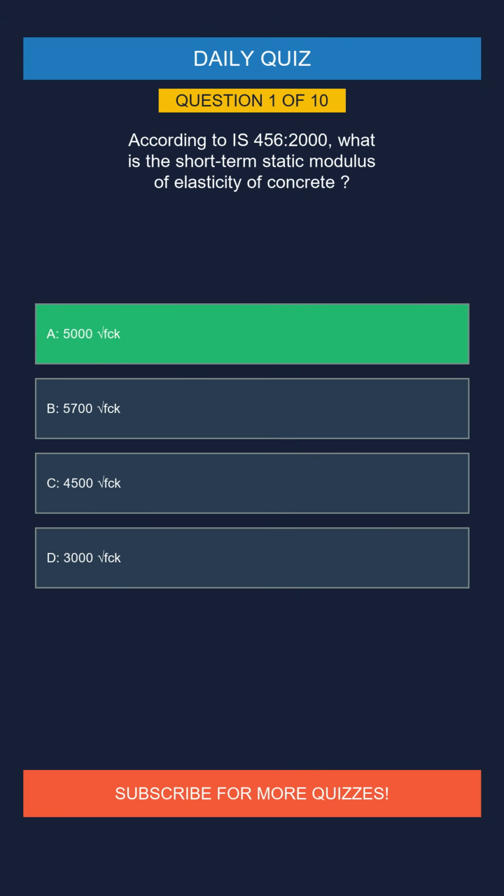Time is up. The correct answer is option A, 5000 square root fck.